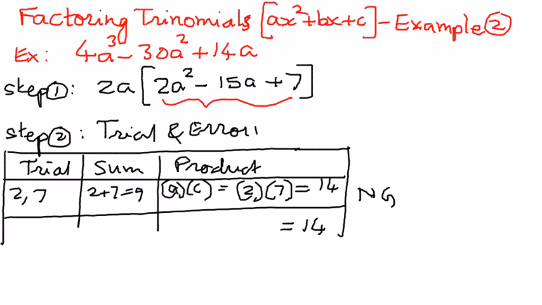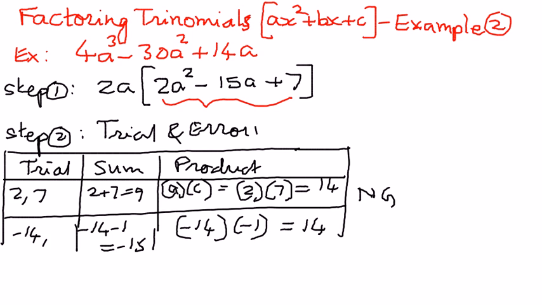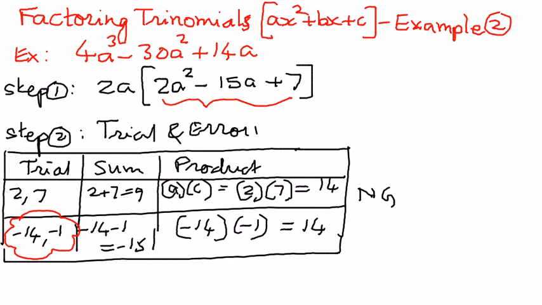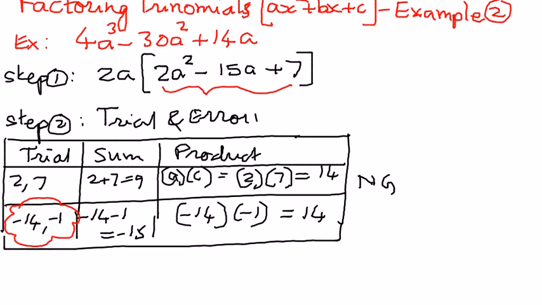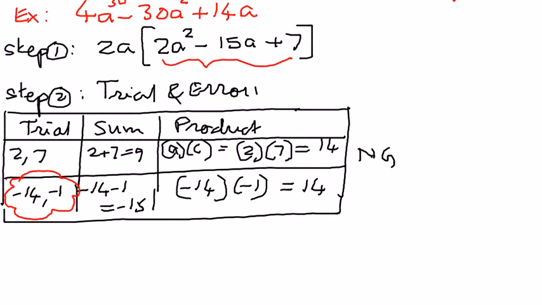So let us try negative 14 and negative 1. Negative 14 times negative 1 is positive 14, and that is what we want the product to be. If we add negative 14 and negative 1, it's going to be negative 15, and that is what we want as the middle term. We got that. So the two numbers we are looking for are negative 14 and negative 1. We'll put a small cloud around it, and we will now expand the middle term using these two terms.